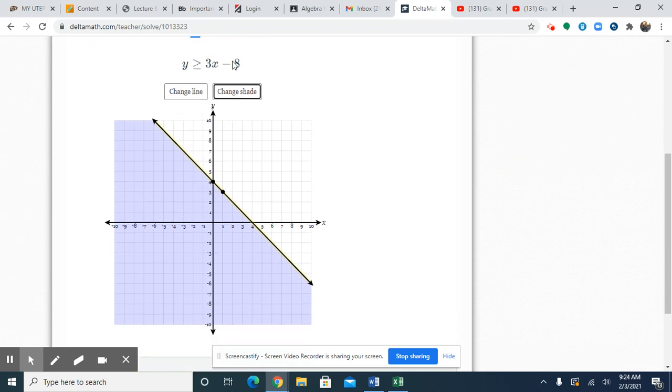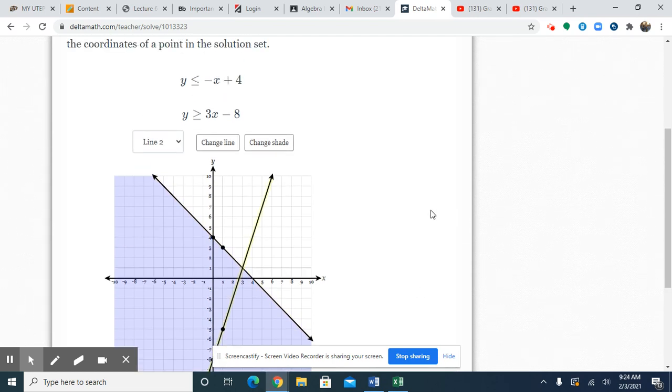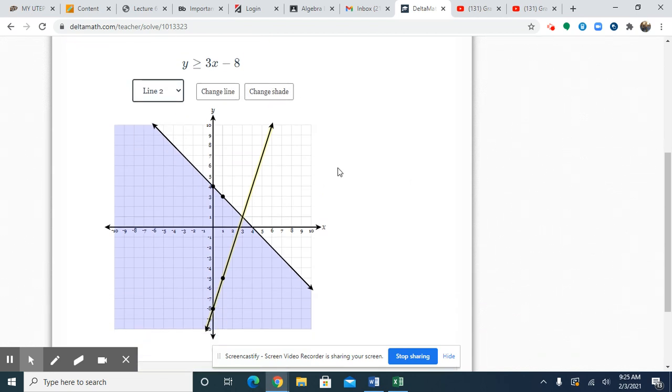And let's look at the next one where we have our y-intercept of -8. So we're going to come down here to -8. And then our slope of 3, which means we're going to go up 3 over 1. Now again, our line 2 has a solid line, so it stays like that. And then we're going to have a shading. Y is greater than x, so the shading has to go on the top.